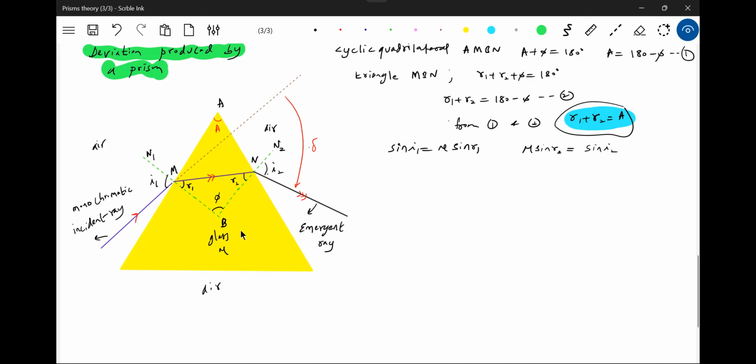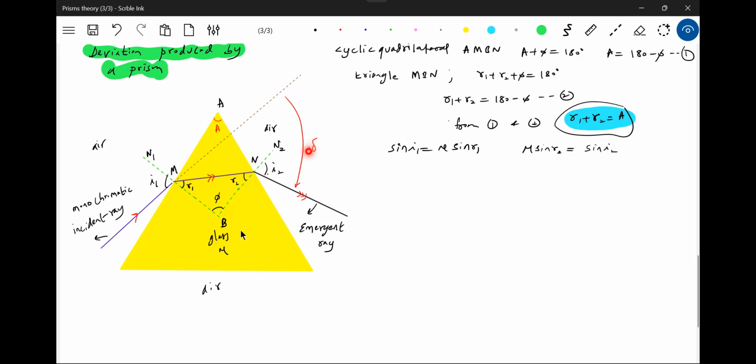The surrounding medium, let it be air. The refractive index of the material of the prism, let it be mu. So applying Snell's law here, sine I1 is equal to mu sine R1, mu sine R2 is equal to sine I2. What we have to calculate? We have to calculate the net deviation delta.